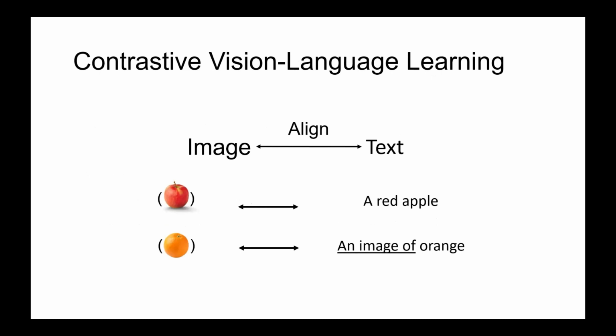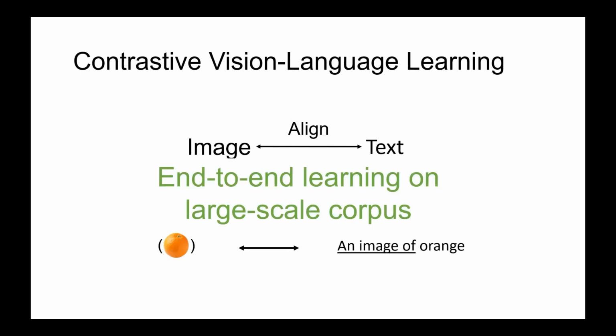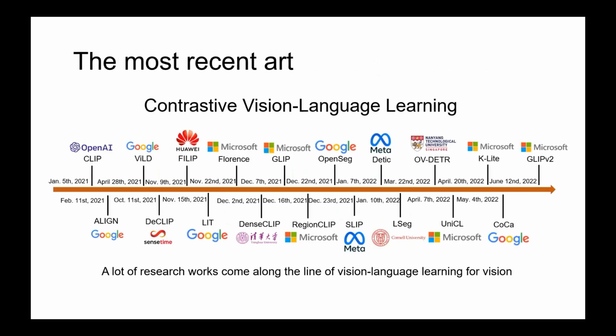Finally, it comes to contrastive visual language learning. The goal is very similar, but in this case the model uses contrastive learning to map the visual signal to any format of text. It can be free-form text, or it can be a concept with some prompt template. The most important thing about contrastive visual language learning is that it's end-to-end learning on large-scale corpora. I think everyone here already knows CLIP. Actually, this belongs to this category.